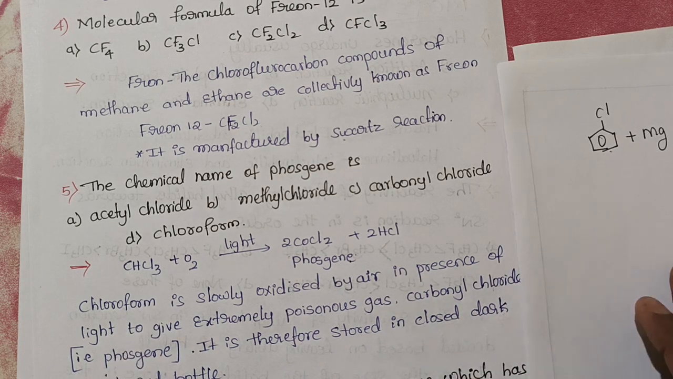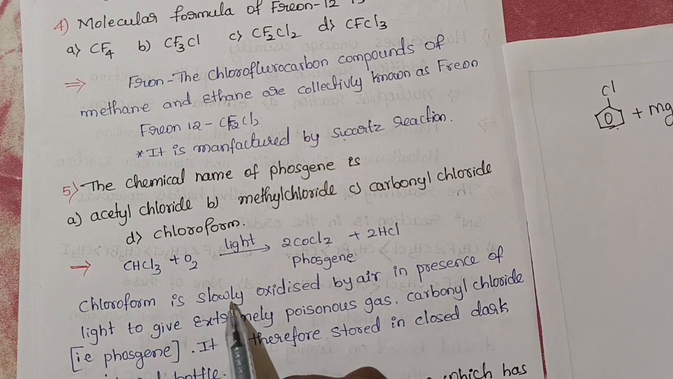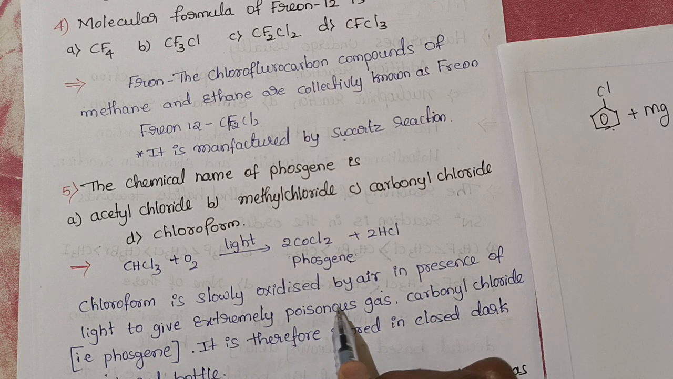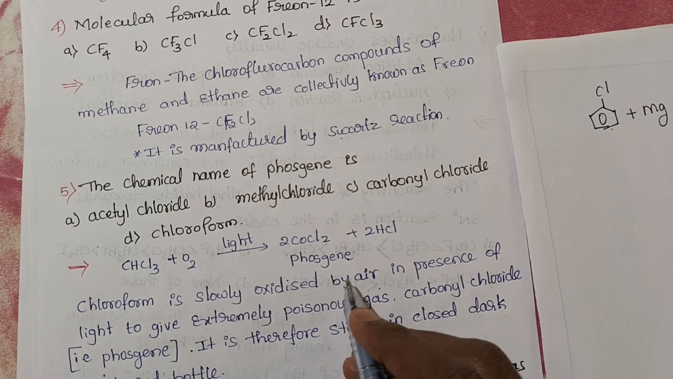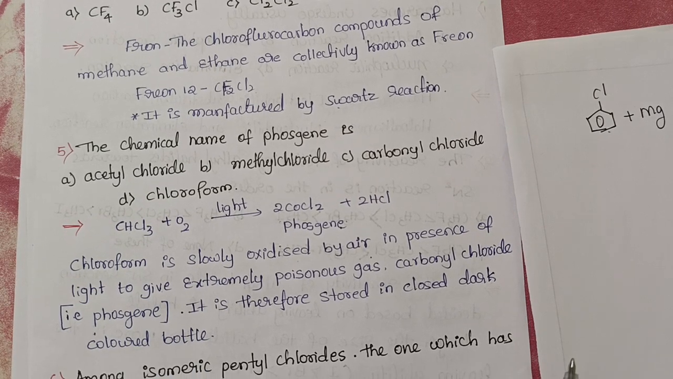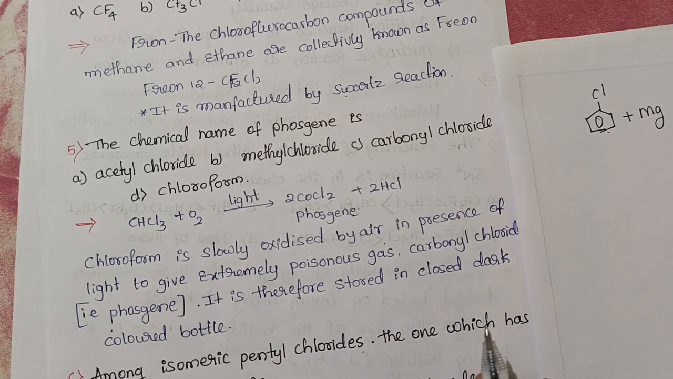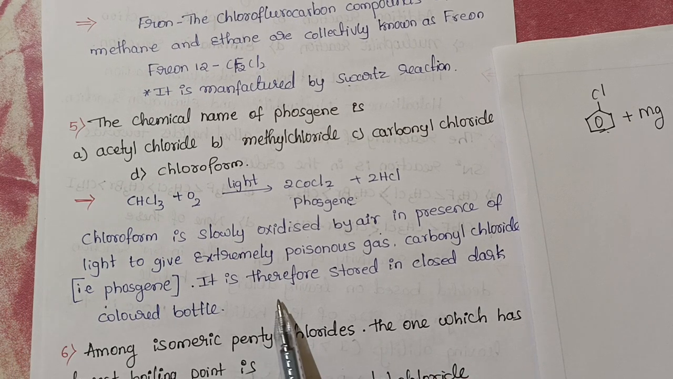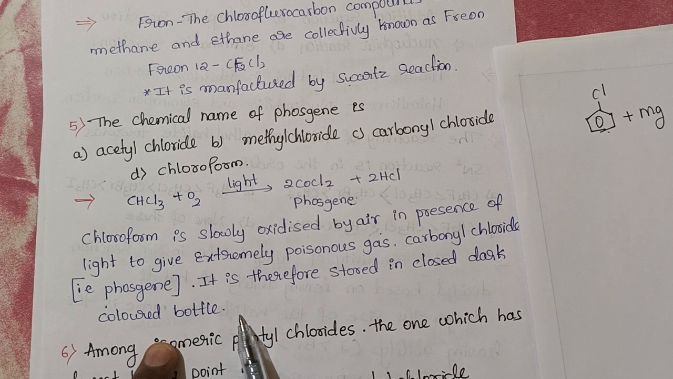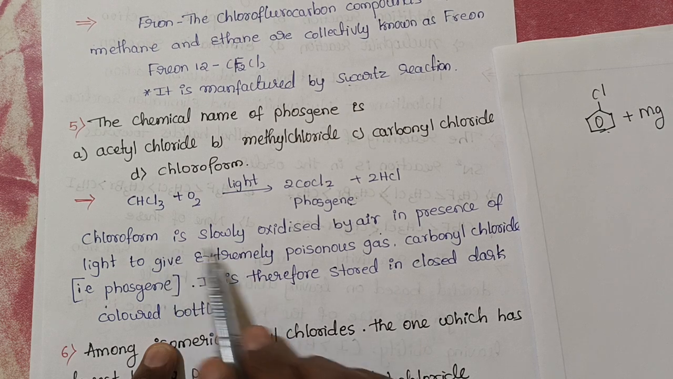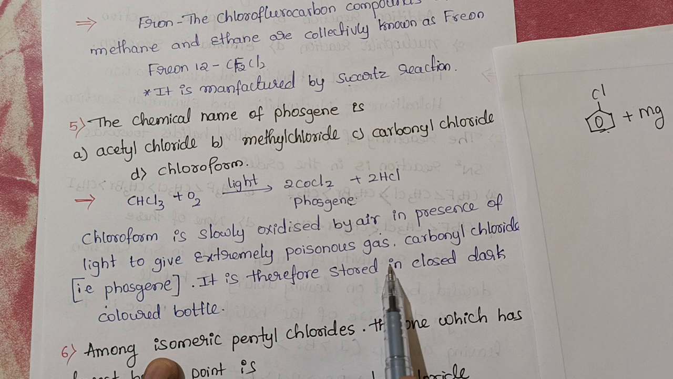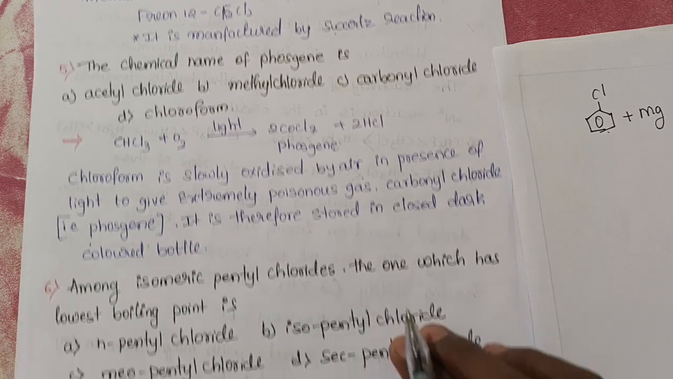This is also called what? Carbonyl chloride. So I wrote here, chloroform is slowly oxidized by air in the presence of light to give an extremely poisonous gas. That poisonous gas is called carbonyl chloride, or phosgene. One more question they may ask for 2 marks: why is this stored in a closed dark colored bottle? Because chloroform is oxidized by air in the presence of light. To prevent this, it is stored in a closed dark colored bottle.